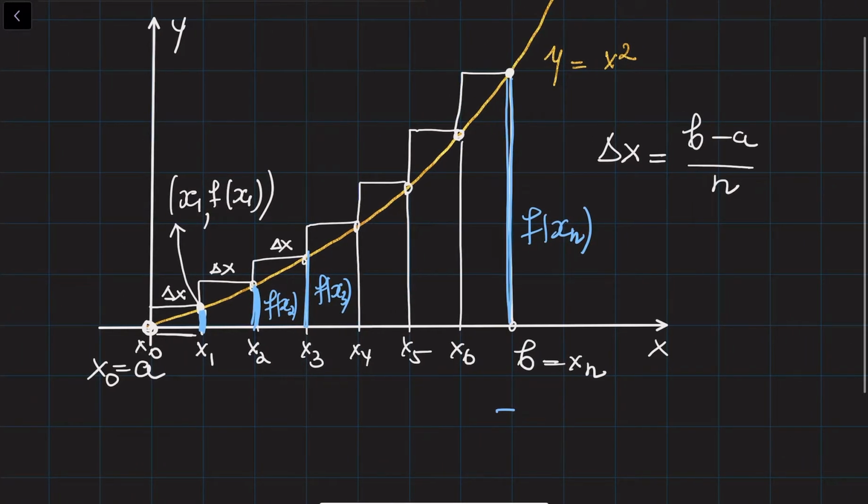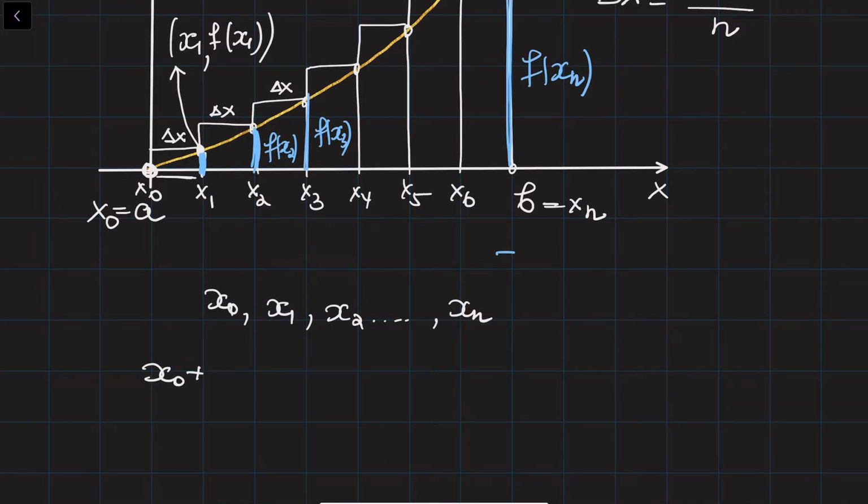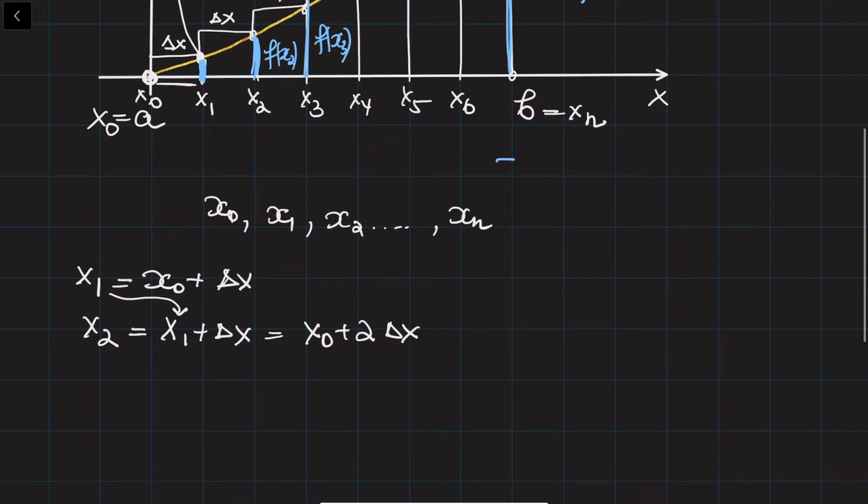In general, we are given those points. We call them the sample points, x0, x1, x2, and so on, xn. How we find them is we simply add delta x to the previous ones. So x0 plus delta x gives you x1. Then x1 plus delta x gives you x2. If you substitute x1 here, it's x0 plus 2 delta x, right? And so on, xn is equal to x0 plus n delta x.